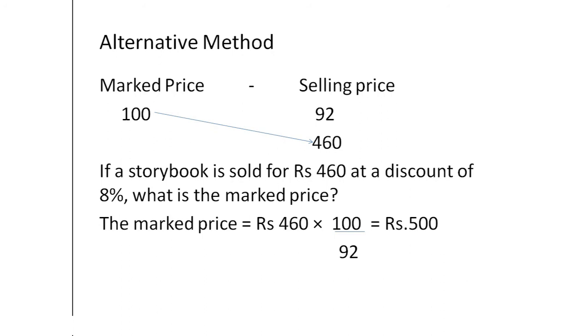So what are we going to do? Very easy method. 100 multiplied by 460 divided by 92. The mark price is 460 multiplied by 100 divided by 92. You can get the answer. Very easy method. You have to use this method. Only one step and you can get the answer. So mark price is 500 rupees.